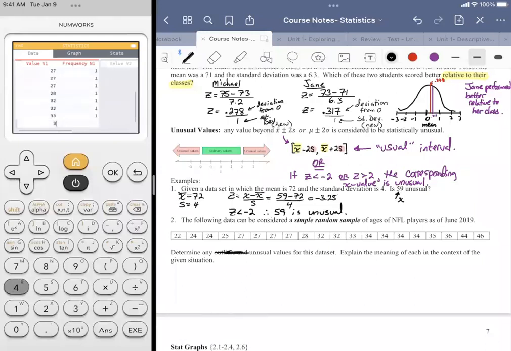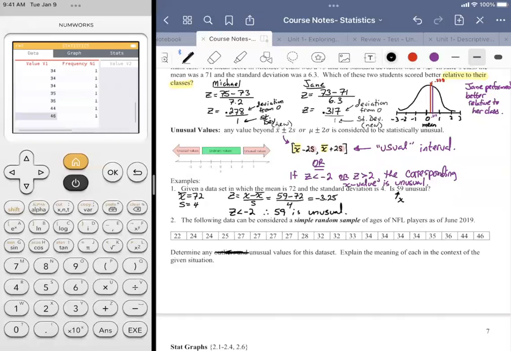Or the 34s. The 35, 36, 44, and 46. All right, I think I got them all in. Find out in a sec.